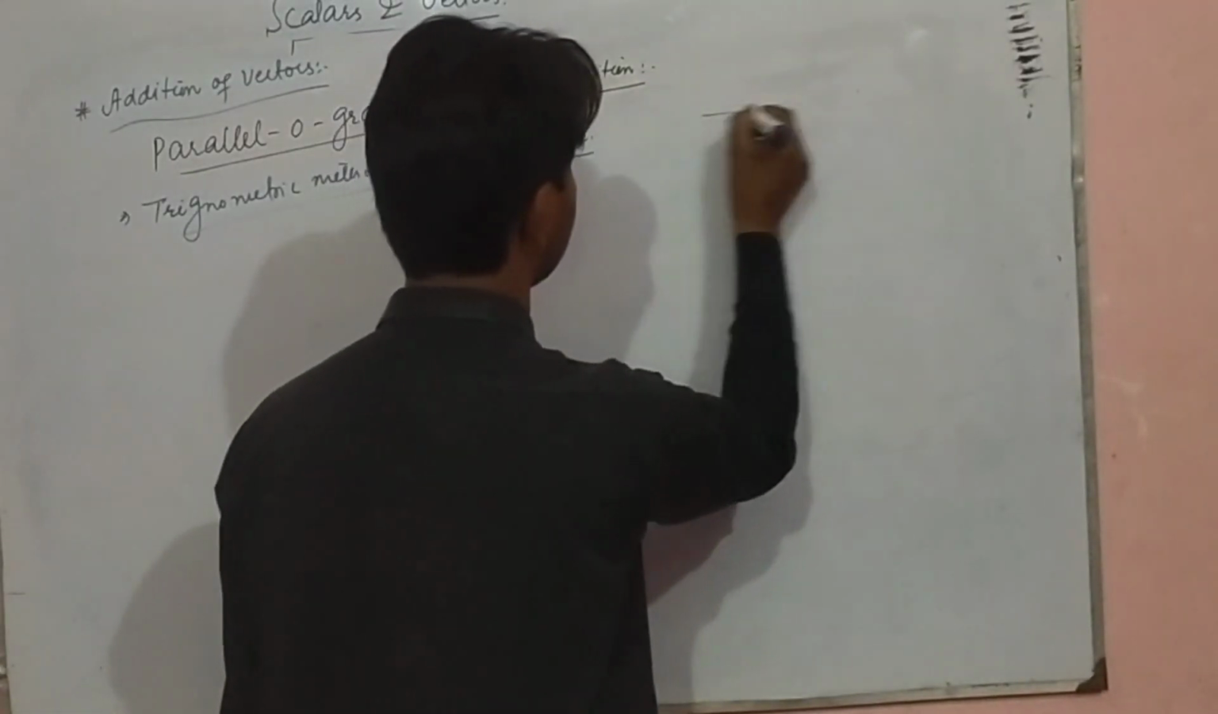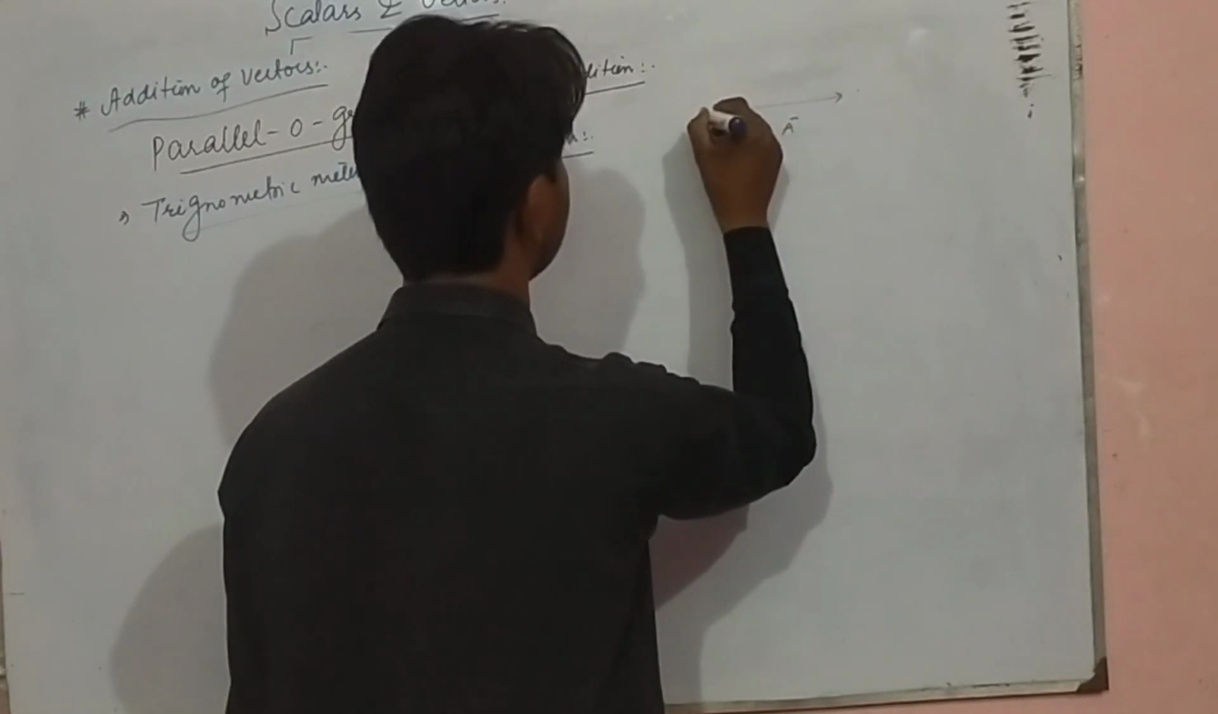In the parallelogram law of vector addition, what is the resultant? The resultant is the diagonal.